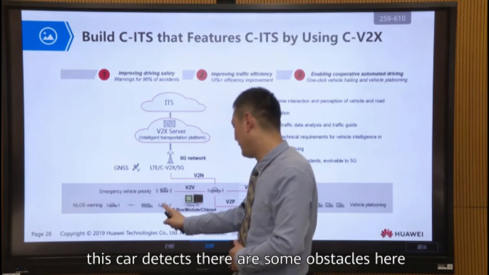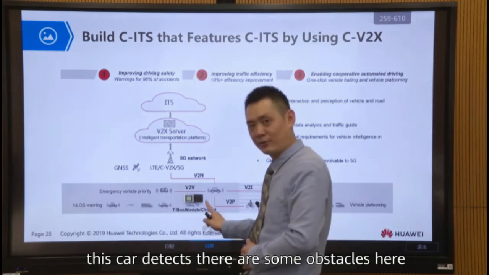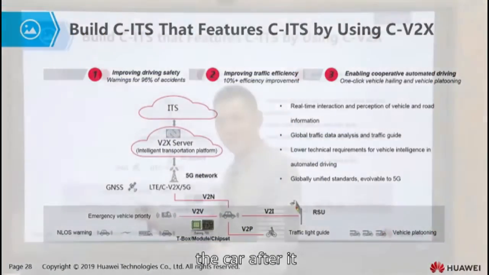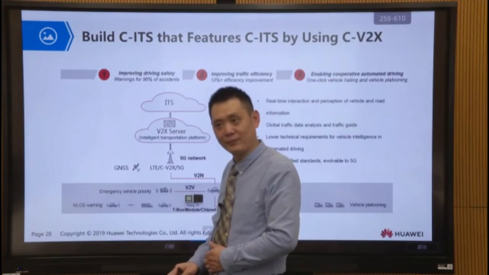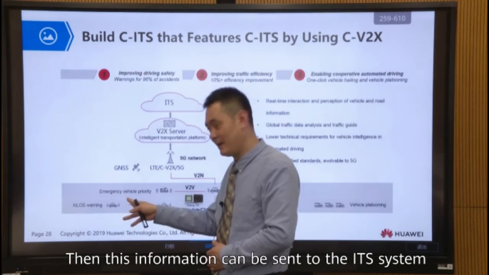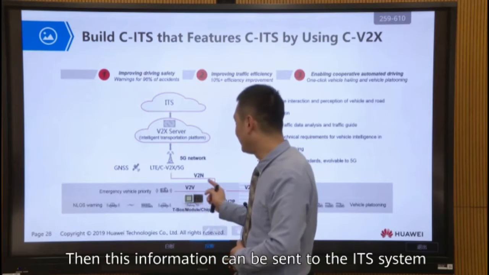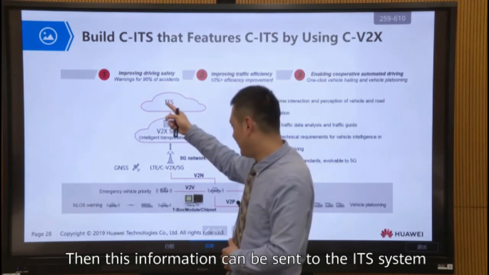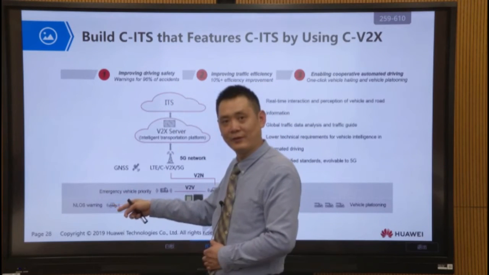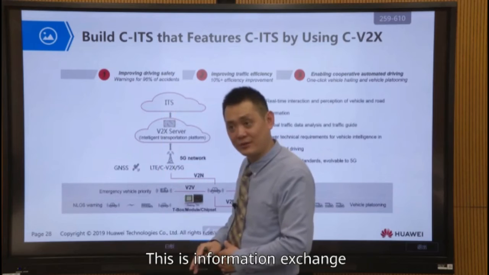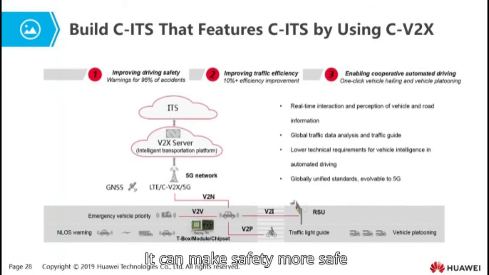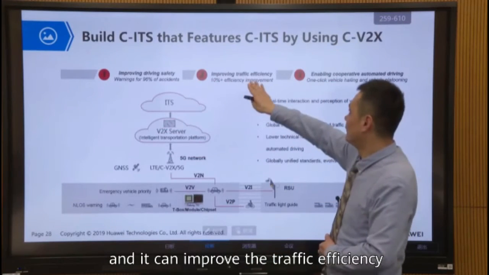For example, this car detects there are some obstacle here, and it can send this information to the car after it. And maybe they cannot communicate directly. Then this information can be sent to the ITS system. The ITS system will send it through the network to this car. Got it? This information exchange can make it more safe, and it can improve the traffic efficiency.